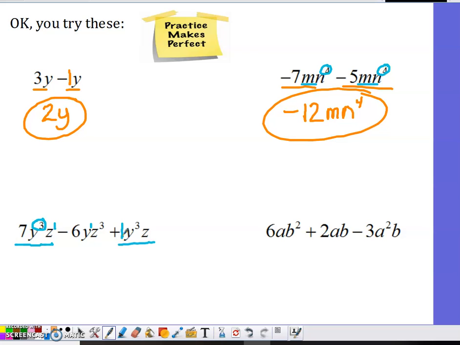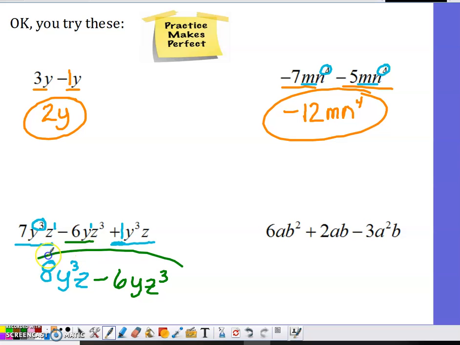So I have 7 plus 1. So I get 8 y to the 3rd z. There's nothing I can combine with this middle term because none of them have the same variables as that middle term. So I have negative 6yz to the 3rd.